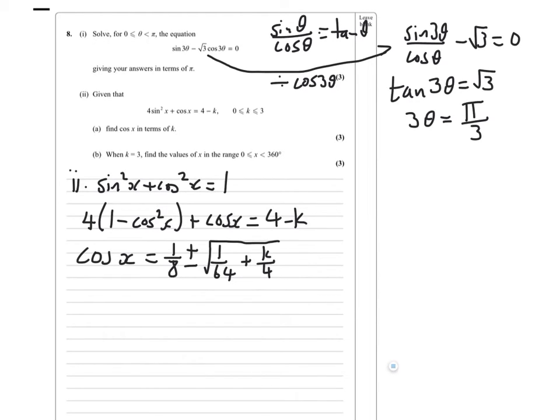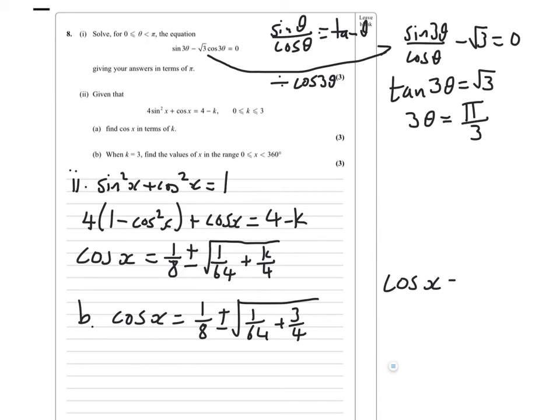There we go. Once you've got that, that's for part A. Part B, all you do is, you've got a value of k equals 3, so you're solving this equation, which is 1/8 plus or minus square root of 1/64 plus 3/4. Now you're going to end up with 3 answers, because I'll tell you what the answers are. Cos of x equals 1 and minus 3/4. I'll let you do all the workings for that. But basically, this gives you one angle, and this gives you 2 angles. So you should end up with 3 solutions in total.